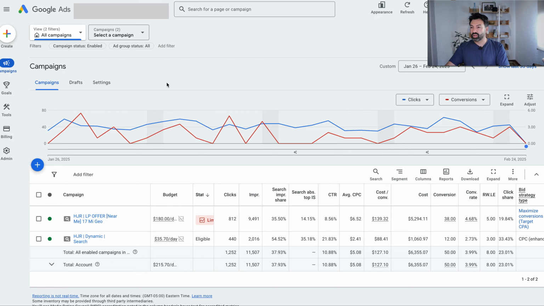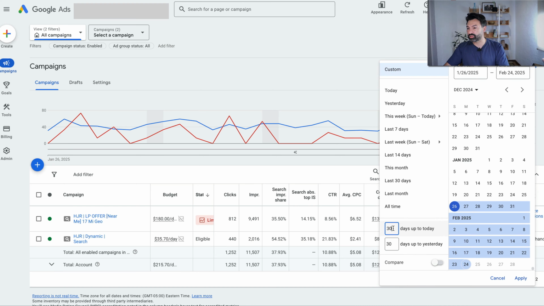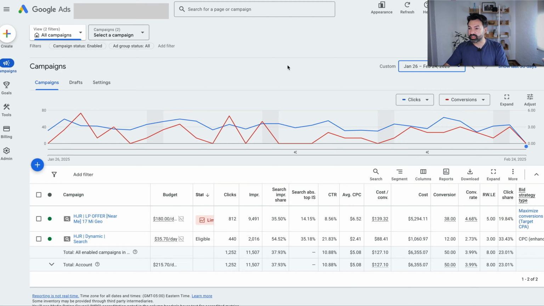Okay, so here we are inside a Google Ads account, and this is typically what one of our accounts will look like over a 30-day period. So we're just going to stick in here 30 days. Now, this graph will represent in the blue line clicks and in the red line conversions. So this gives you an idea of roughly what you can expect in a highly optimized account. We've got roughly 38 conversions over this period of time.